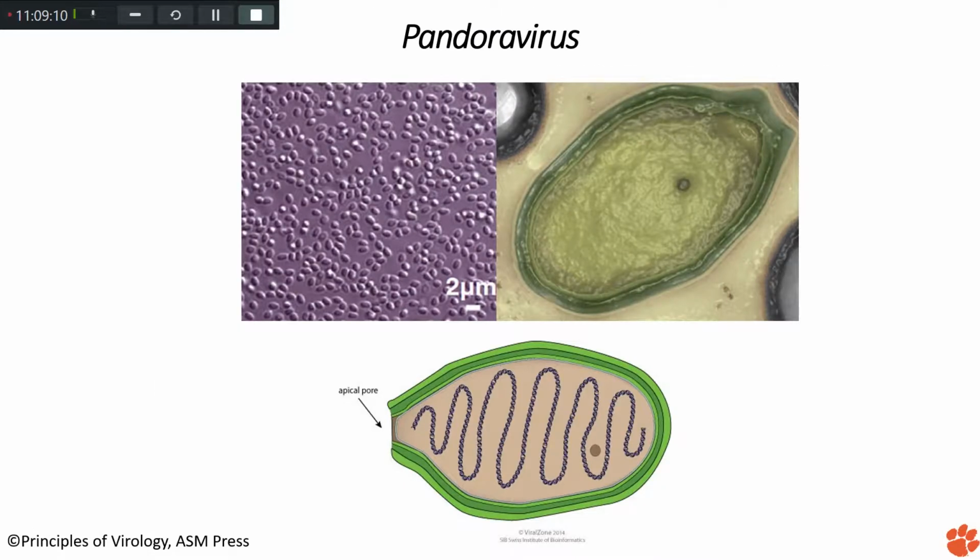So here is the Pandora virus, a giant virus, and this changed the definition of viruses forever. This is 2 microns. Under the light microscope, you can see this virus. So if you say that they are submicroscopic, you have to say that there are exceptions. Some of the giant viruses can be seen with a light microscope.